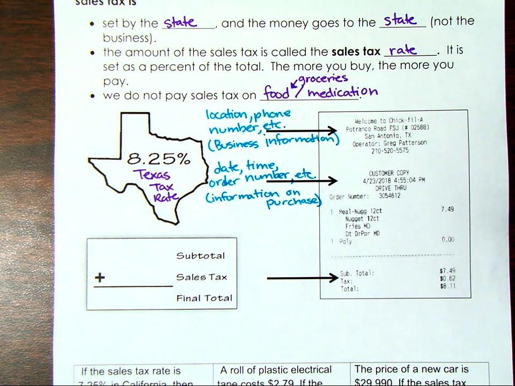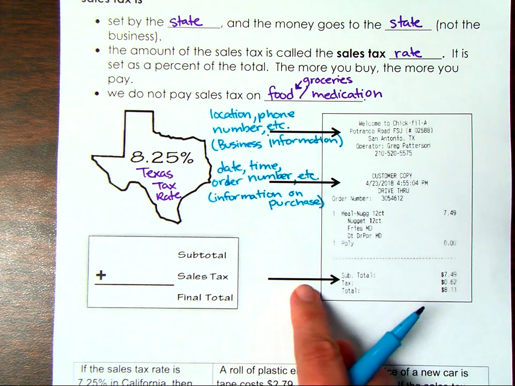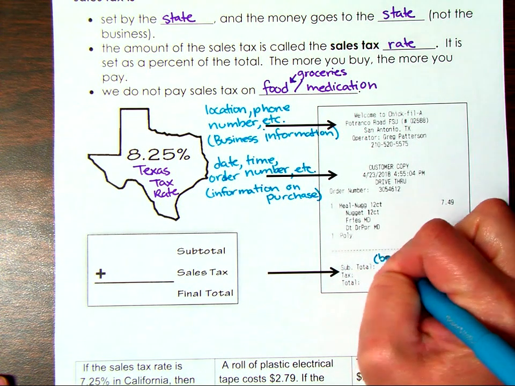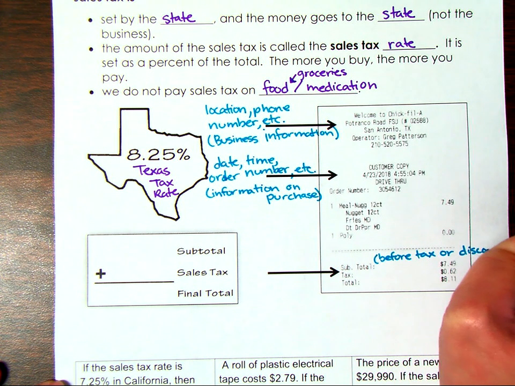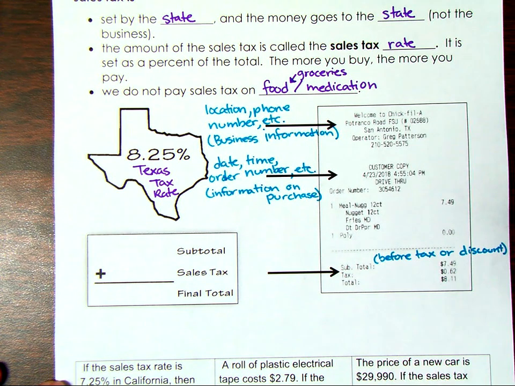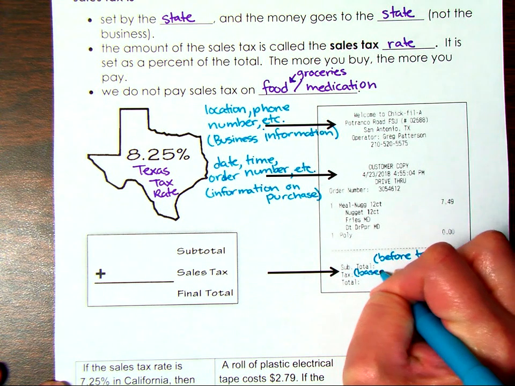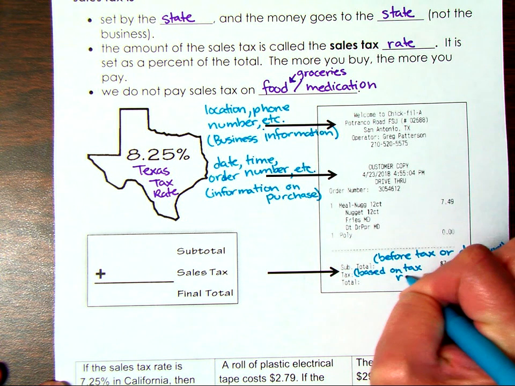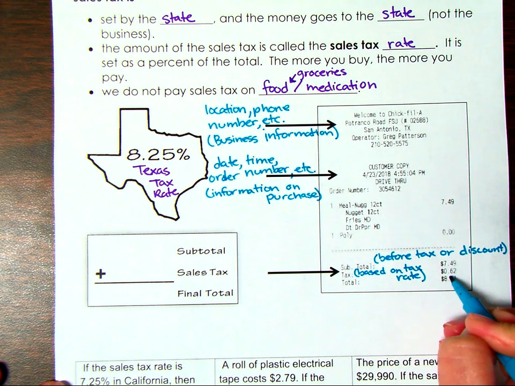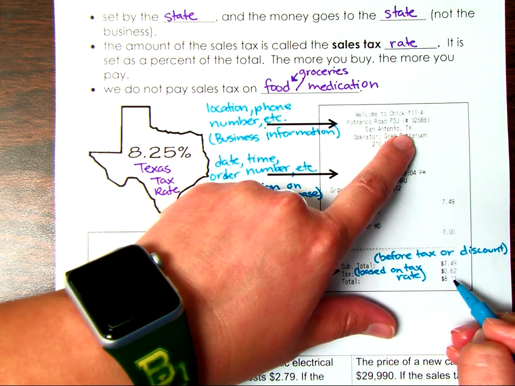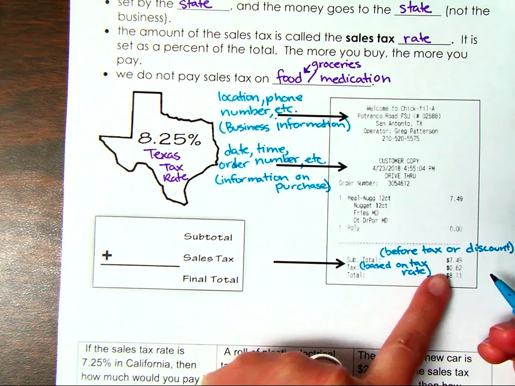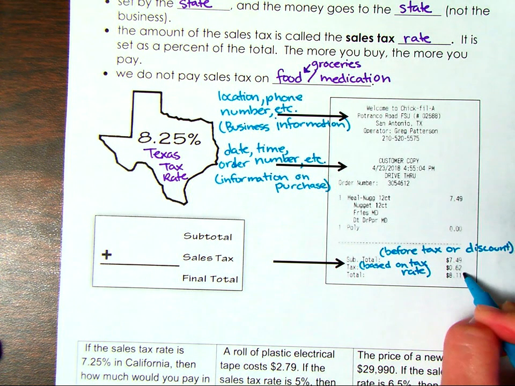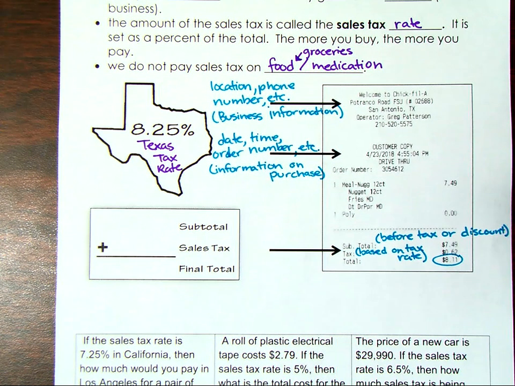Okay. Then down here, the subtotal is going to be before the tax or discount, if you had one. And then the tax is based on the tax rate. Okay, so they didn't tell me the tax rate, but since this is the state of Texas, that 62 cents should be 8.25% of that subtotal. And then to get to your final total, they just added those two together. So this will make a little more sense once we do a couple of examples together.